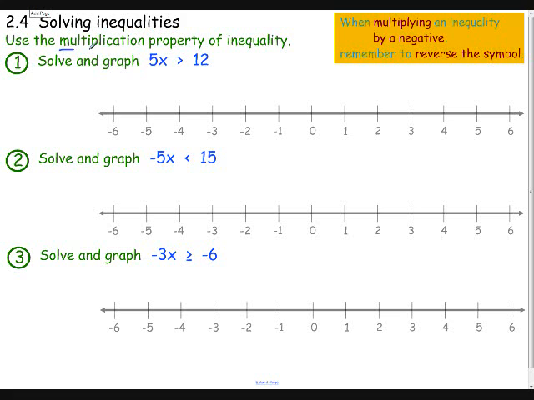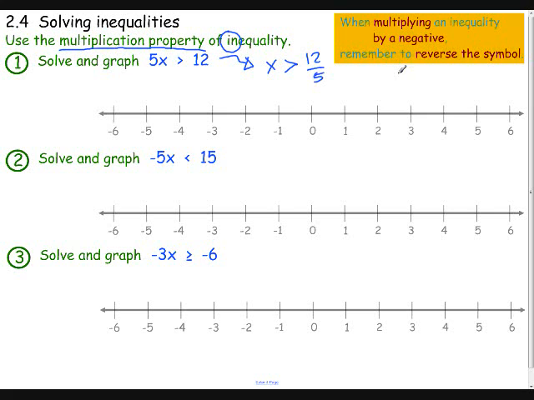The multiplication property of inequality. It is similar, but it has a difference to the multiplication property of equality. When you are multiplying an inequality by a negative, you must reverse the symbol. So let's see where that will show up. In this case, this first one, we're going to multiply both sides by 1/5. So this will become x is greater than 12 divided by 5.